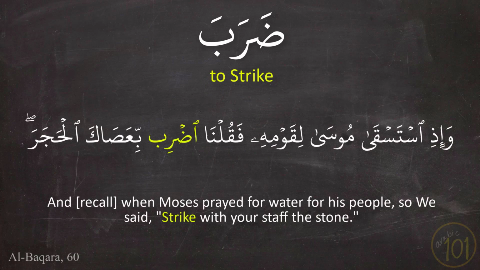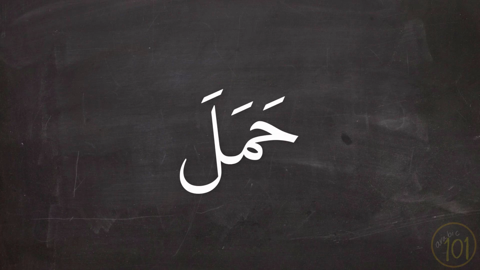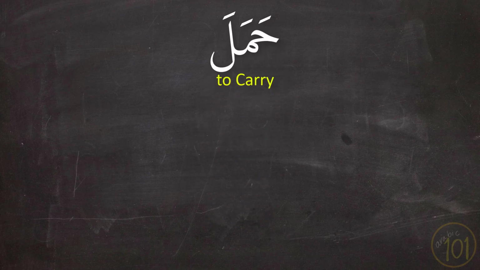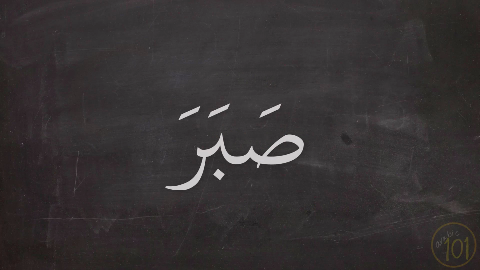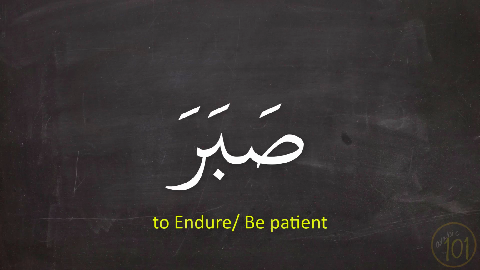And as for the other meaning, we see it used in this example. وَإِذِ اسْتَسْقَى مُوسَى لِقَوْمِهِ فَقُلْنَا اضْرِبْ بِعَصَاكَ الْحَجَرَ. The next verb is حَمَلَ, which means to carry, like in this example. فَلَمَّا تَغَشَّاهَا حَمَلَتْ حَمْلًا خَفِيفًا فَمَرَّتْ بِهِ.